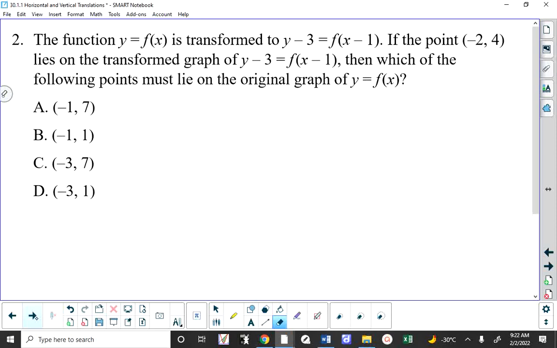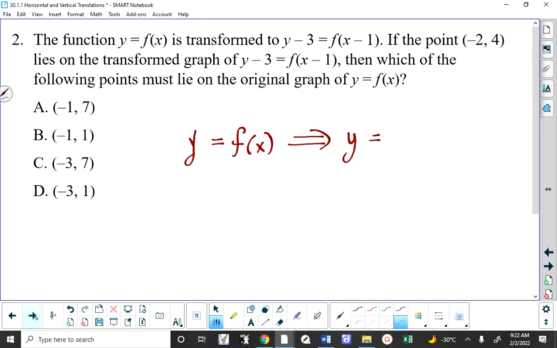See, if you're in a rush and you read this question and you look up top, you see that we have y equals f of x, and it turns into y equals f of x minus 1 plus 3. So there's that thing I was talking about earlier. I think it's, for me anyway, and I think for most of you, it's better to write y equals. So rather than writing y minus 3 equals, I've added 3 to both sides. I've gone from y minus k equals to y equals something plus k.